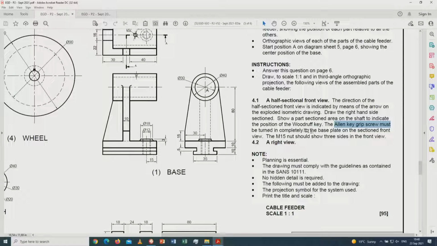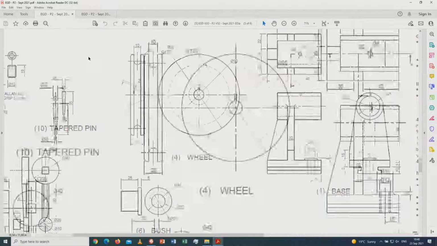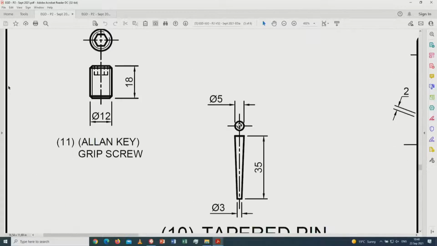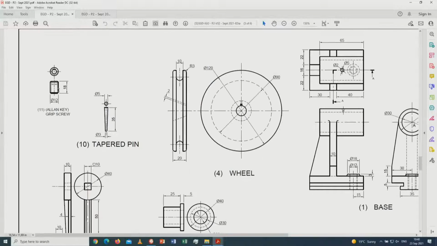must be turned completely to the base plate, down to the base plate. All right, the M15 should show 3 sides of the front view, the nut itself, and then the right view that needs to be drawn. Okay, so there we go with the grip screw. There you can see the Allen key grip screw that we have over there.